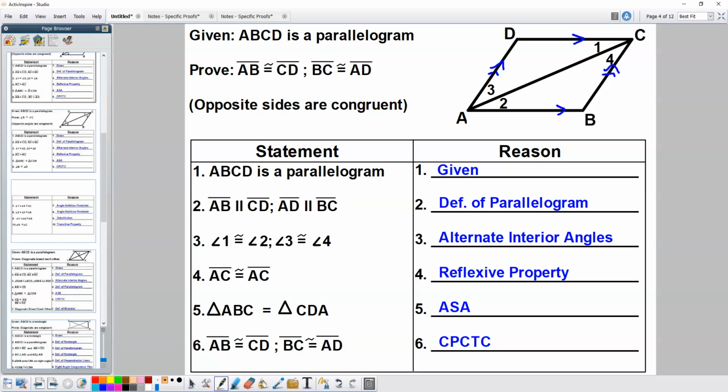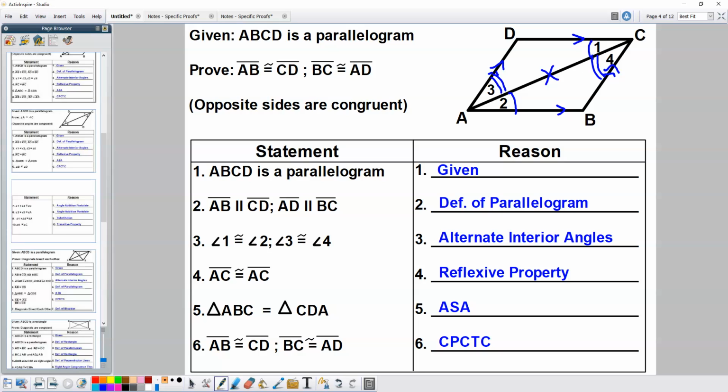1 is congruent to 2, alternate interior angles, same with 3 and 4. AC is congruent to AC, reflexive property. And then the triangles will be congruent. So let's draw that. 1 is congruent to 2, and then 3 is congruent to 4, alternate interior angles. AC is congruent to itself, reflexive property. Angle side angle looks good.